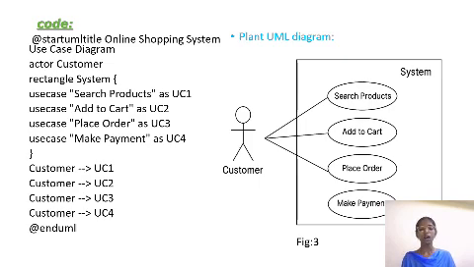Search product: the customers can search for available products in the system. Example, browse. Add to cart: after selecting the items, the customers add them to the shopping cart for purchase. For example, in online shopping, place order: the customers confirm and place the order for items in the cart. After confirming the order, make a payment: the customers pay for the order using online payment options. That means the customers directly interact with each of the system functions.